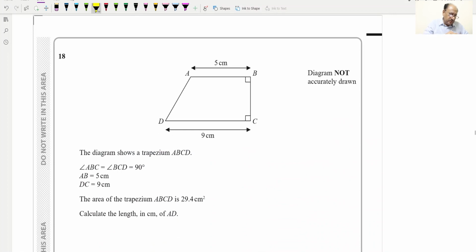Now question number 18. The diagram is not accurately drawn. The diagram shows a trapezium ABCD. Angle ABC is equal to angle BCD, which is equal to 90 degrees. So this angle and this angle are 90 degrees. AB is equal to 5 centimeters. DC is equal to 9 centimeters. The area of the trapezium is given, which is 29.4 centimeters squared. Calculate the length in centimeters of AD. So this length AD is required.